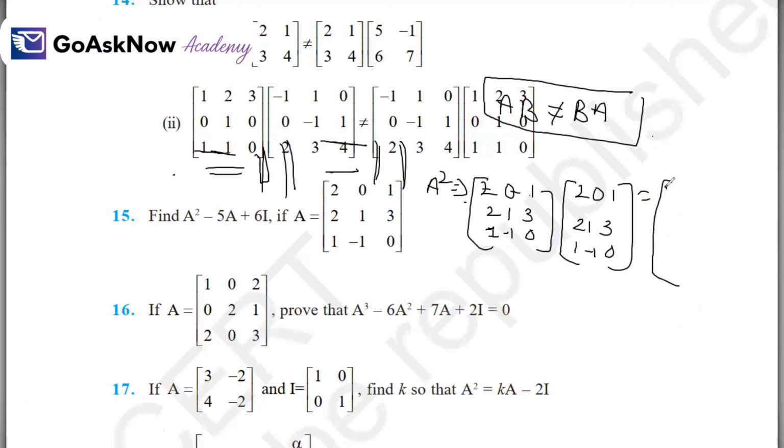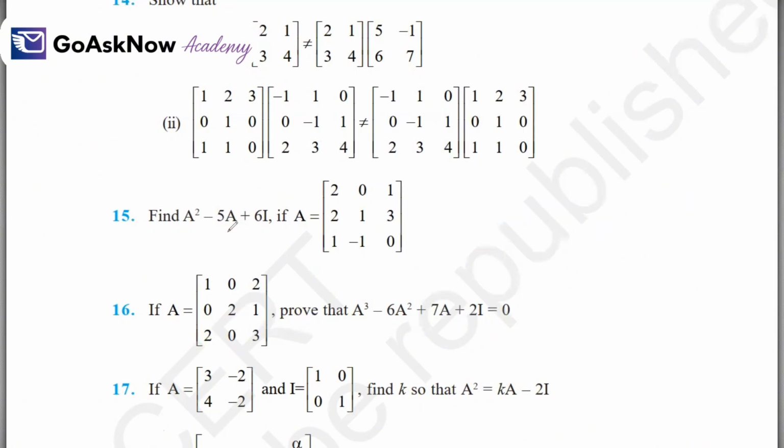What is that? 2 into 2 plus 0 into 2, plus 1 into 1. So just to calculate this, you will get the first row, first column element. Then 2, 0, 1 multiplied by this. There is lesser space here, so I hope that you can do this because this is a 3 cross 3 matrix. There is a space issue for this. So you can find other elements similarly. Let's move forward and see the next thing.